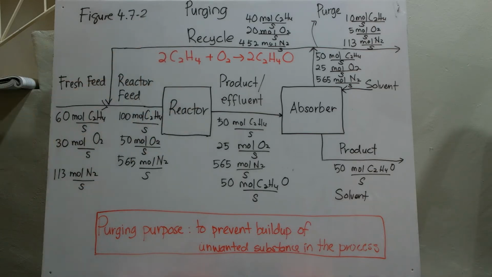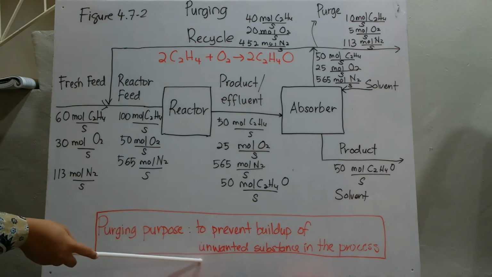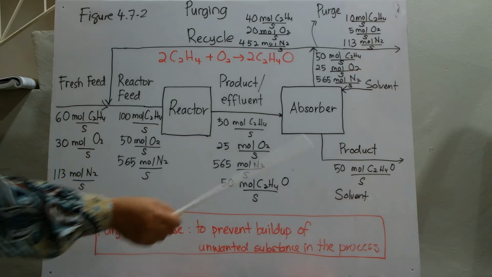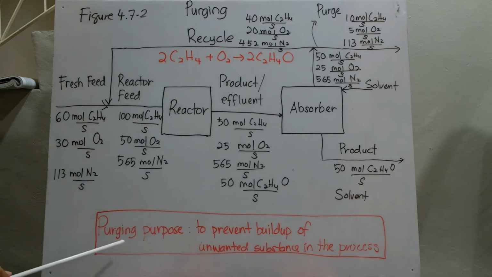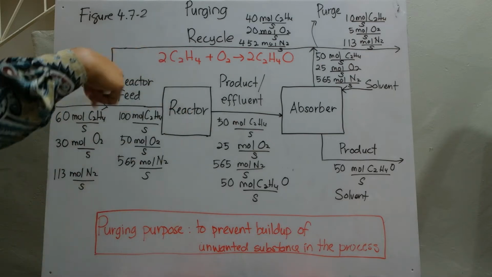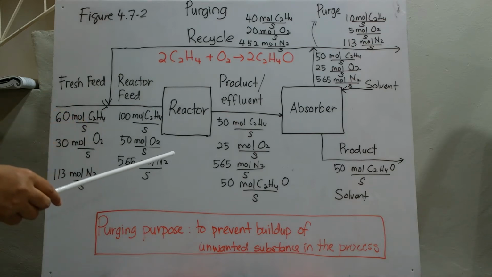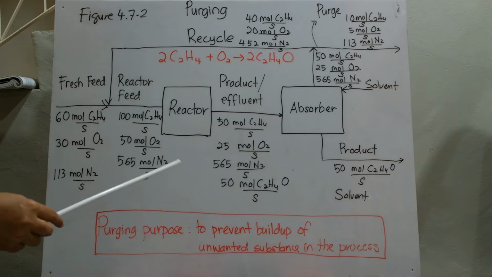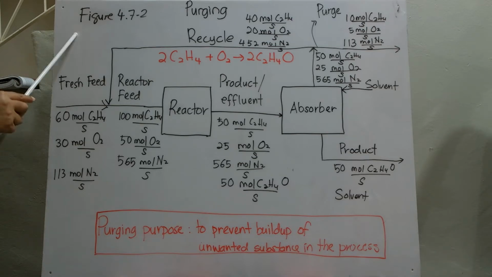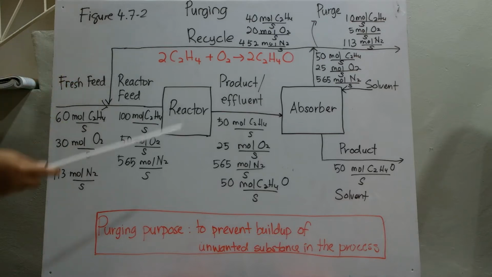So the purpose of purging is to prevent build-up of unwanted substance in the process. That is what we need to know. So we purge to remove the unwanted substance, to prevent it from accumulating and causing difficulty in achieving a steady state process. I think the concept of purging is better explained using figure 4.7-2 in your textbook.